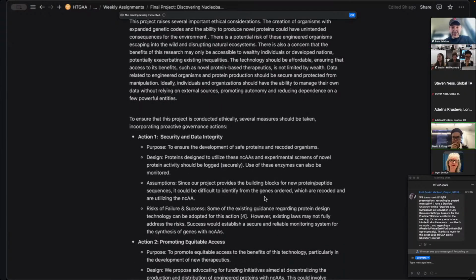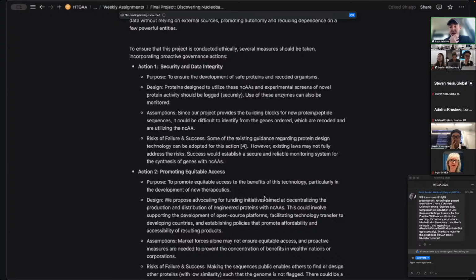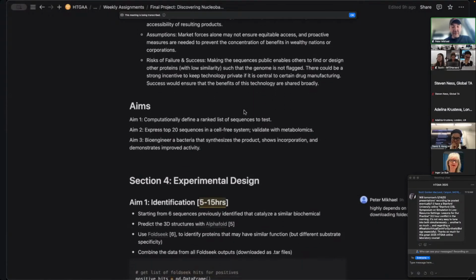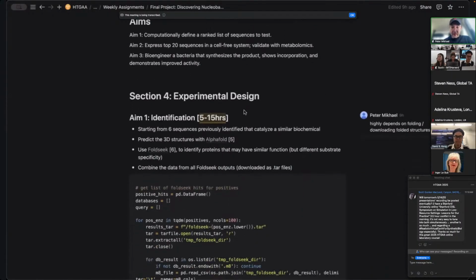The bioethical considerations are the security and data integrity of using these methods, because then God knows who can do what with enhanced activity. And we want people to still have access to all of this. So I'll just run through the experimental design.